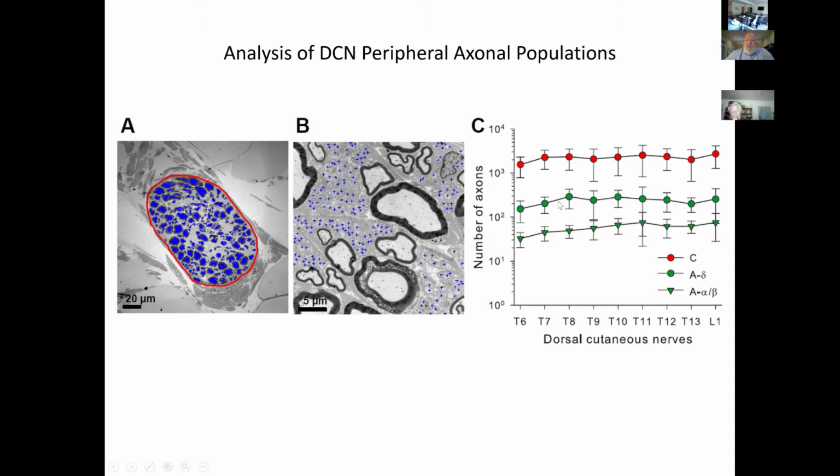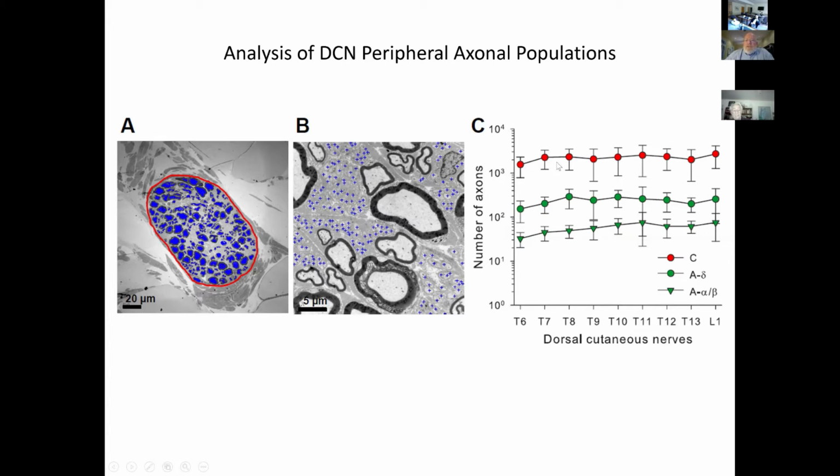And if you look over here on the right, there's about 10-fold more C fibers than there are A delta fibers, and about 5-fold more A delta fibers than there are A alpha and beta fibers. But there isn't a huge difference across these different dorsocutaneous nerves. It's not like one nerve is bigger than the other in a particularly meaningful way. So we're talking about the same number of afferents, despite the fact that they're in different anatomical locations.